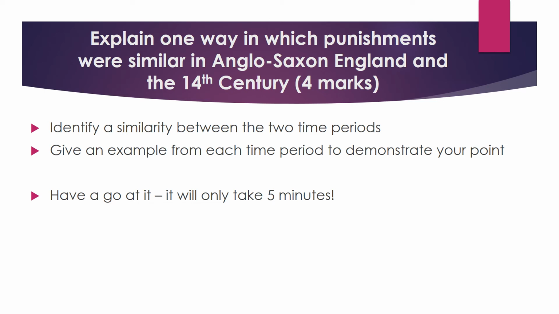So what you need to do for this question is you need to identify a similarity between the 2 time periods. You might want to look at your notes if you've been making any throughout this video, or go back through this video to see what is the same between the Anglo-Saxon times, so the first punishments we looked at, to the 14th century, which is the last time period we looked at. When you have identified this similarity, you need to give an example from each time period to demonstrate your point. So you'll say what is similar, then you'll give me an example from the Anglo-Saxon England and an example from the 14th century to show how your two things are similar.